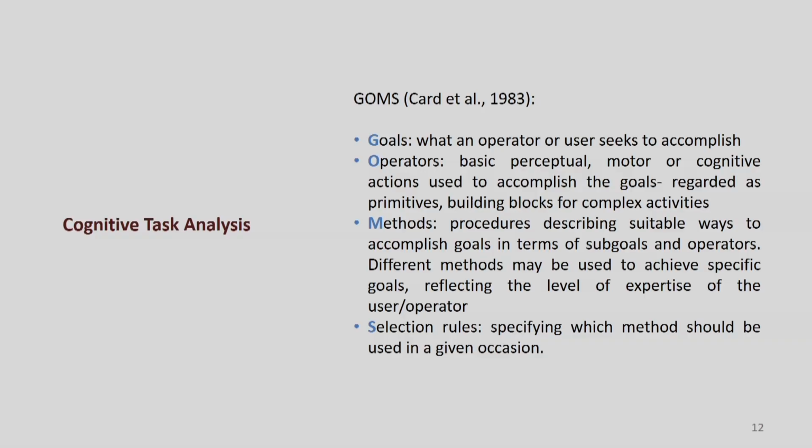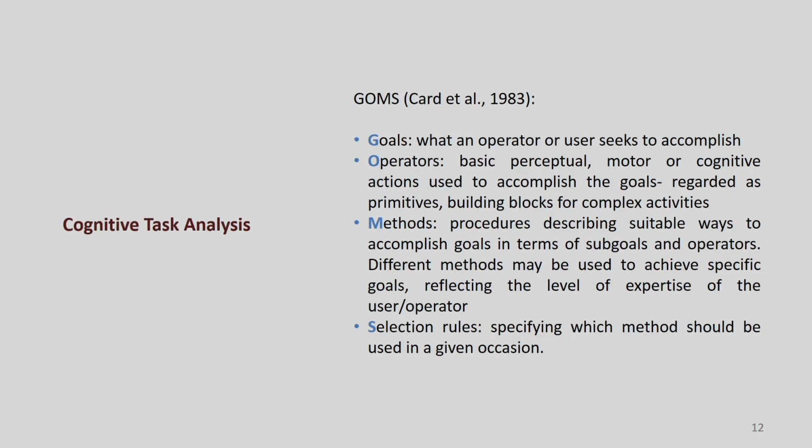I will take one of the techniques, which we call GOMS. It was developed by Card et al. in 1983. GOMS refers to goals, operators, methods and selection rules. What do goals mean here? Goals mean what an operator or user seeks to accomplish. So, before starting my task analysis, I should fix my goal. Then, I should understand the goal; the task is already fixed. So, I should understand the goal of that particular task.